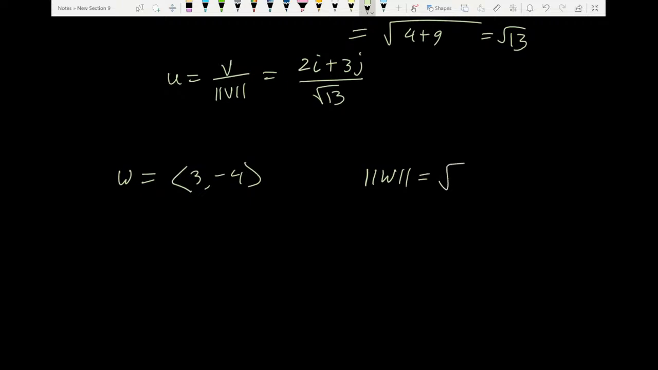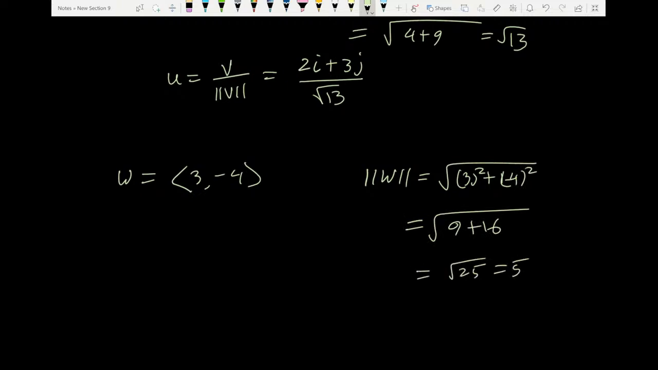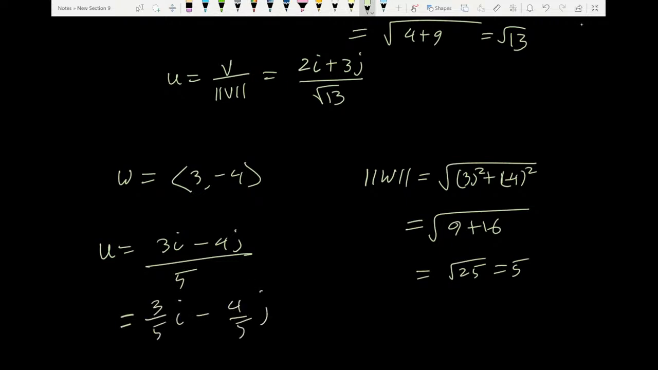In this case, it would be the square root of 3 squared plus negative 4 squared, which is 9 plus 16, which is 25, and the square root is 5. So what would be the unit vector in this case? It would be 3i minus 4j over 5, or the way we would write it is 3 over 5 i minus 4 over 5 j. That's it. That's all this section is about.